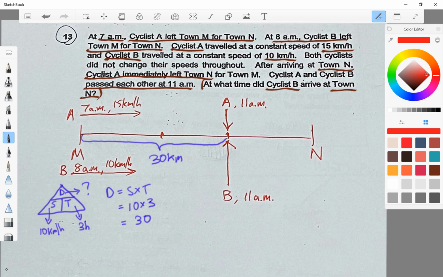I would like to draw a similar diagram, but this time I'll use red color. So blue for cyclist B and red for cyclist A. And we will draw a similar DST triangle. In this case, the distance will be 30. The speed would be 15, because we know that cyclist A can cycle at 15 km per hour.